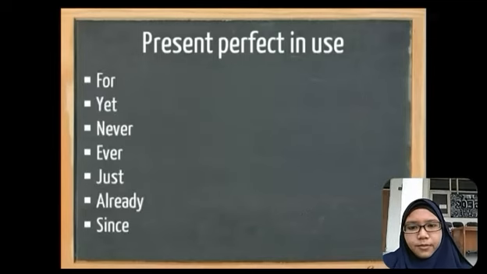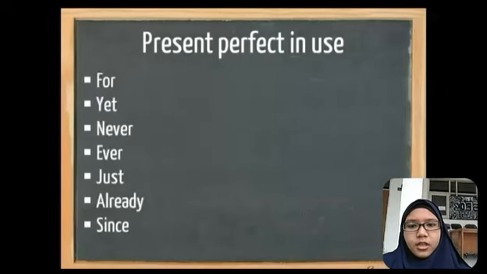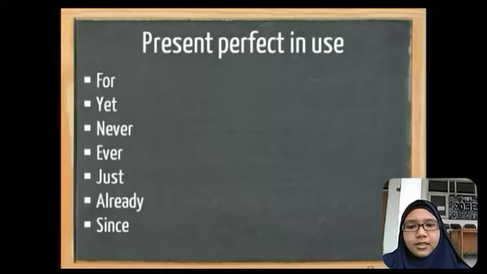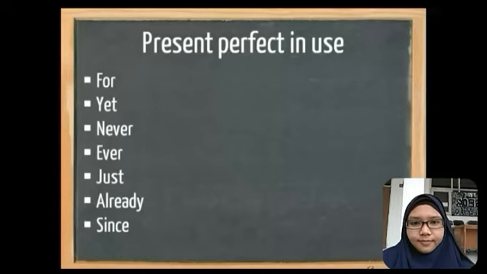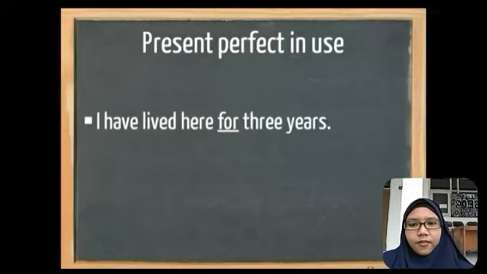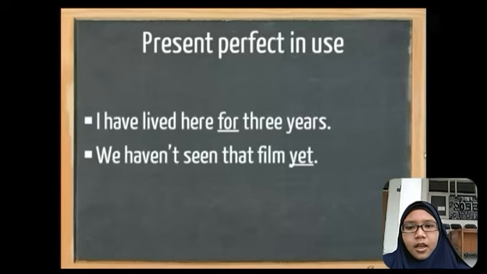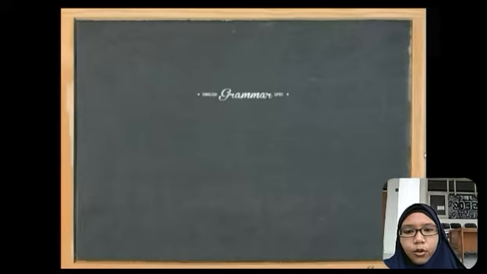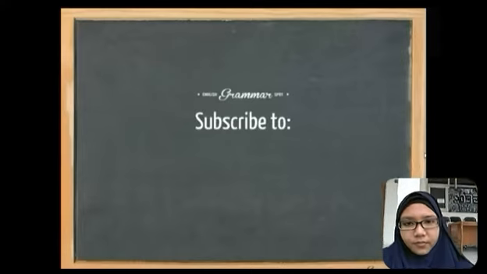We also use the present perfect tense when the following words are in a sentence: for, yet, never, ever, just, already, since. Here are some examples. I have lived here for 3 years. We haven't seen that film yet. Have you ever watched a good football game?